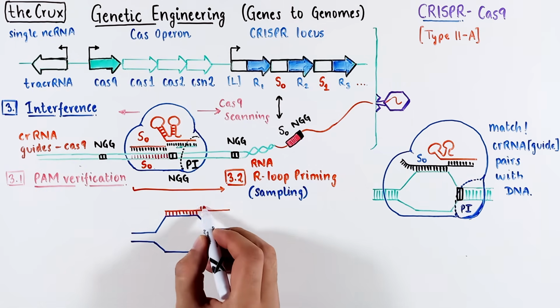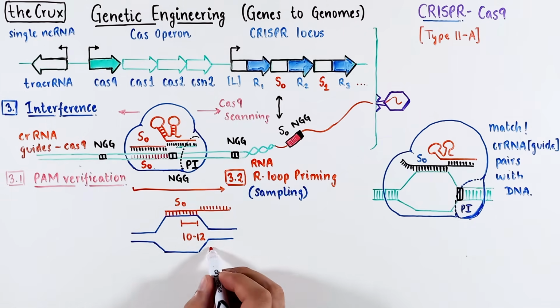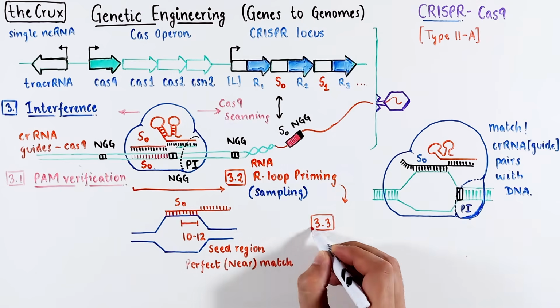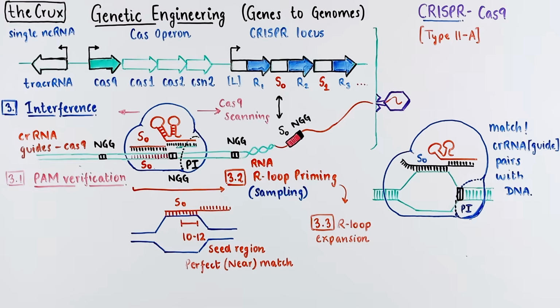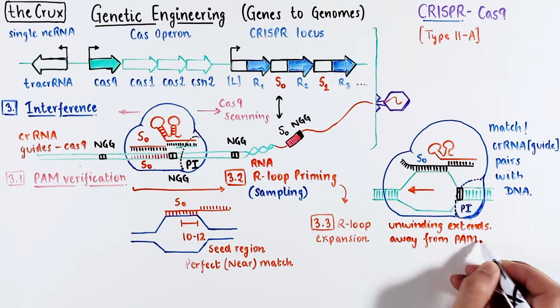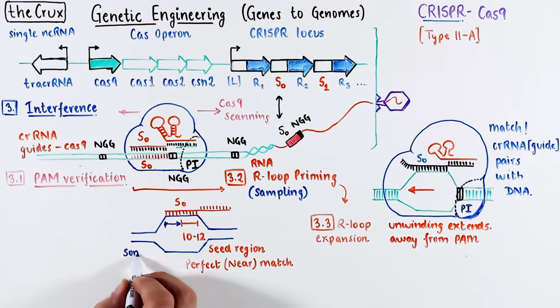When the CRISPR-RNA tries to pair with the DNA, the first 10 to 12 nucleotides, called the seed region, should be a perfect or a near-perfect match. When the seed region pairs, the R loop expands, meaning that the unwinding of DNA extends, and the remaining 8 to 10 nucleotides of CRISPR-RNA base pair. Unlike seed regions, they do not need to be a perfect match.